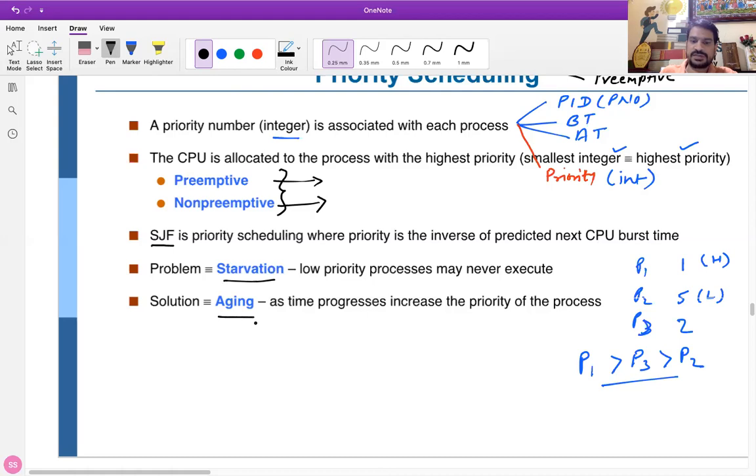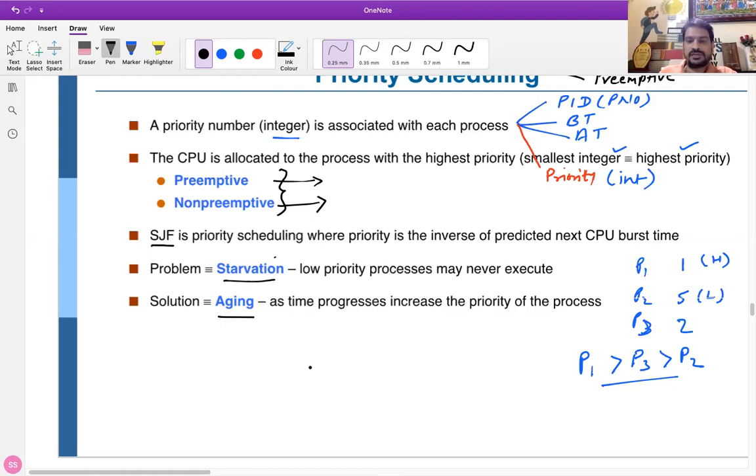The solution is aging. Aging means as time progresses, increase the priority of the process. Means if a process came at T0 time and at T5 it is not getting any CPU till now, then we'll increase the priority of that particular process. So if we use the aging solution, then starvation somehow we can reduce. That is the solution for starvation in priority scheduling. But starvation can come if we are not using this solution.